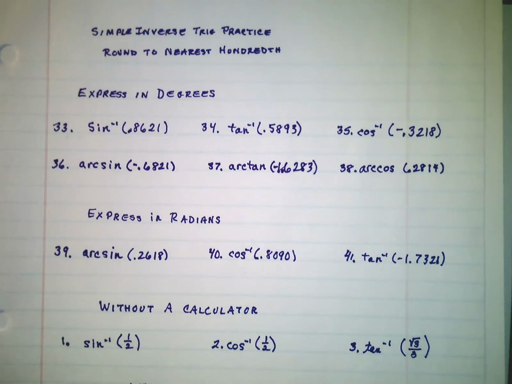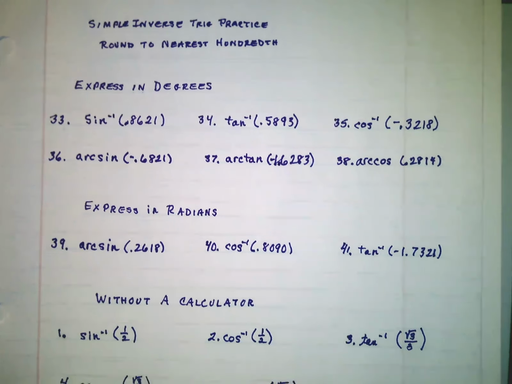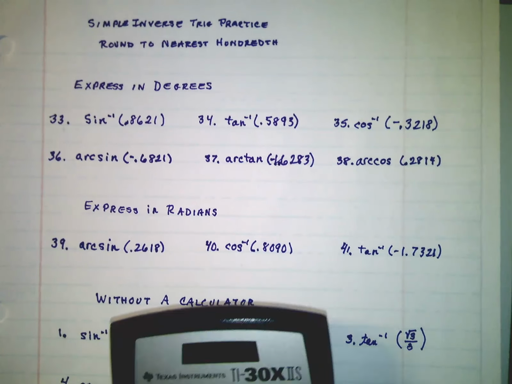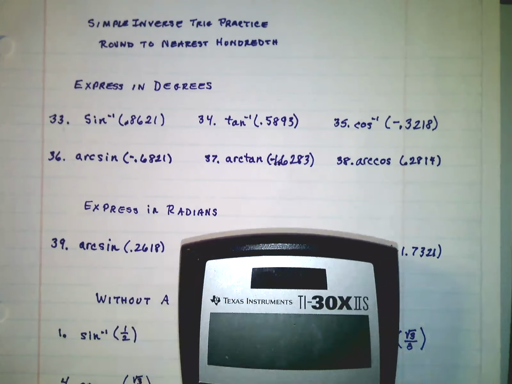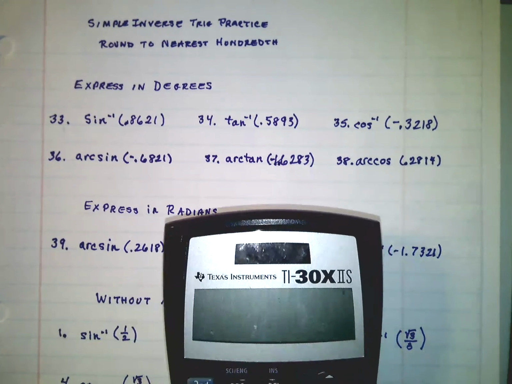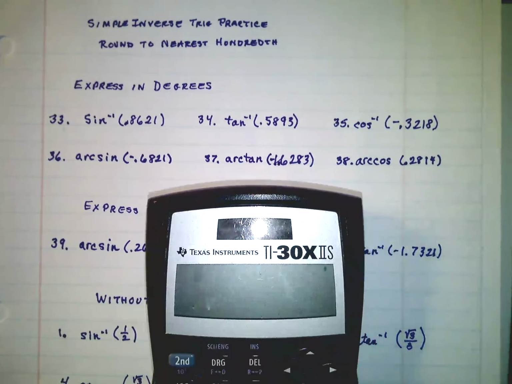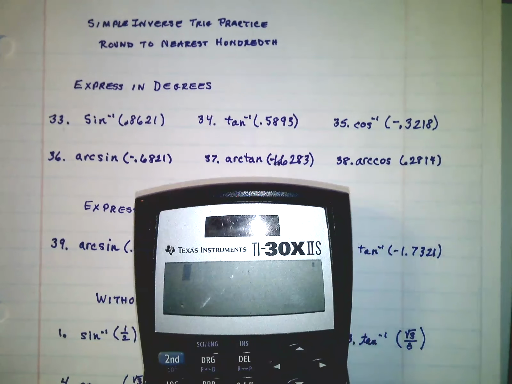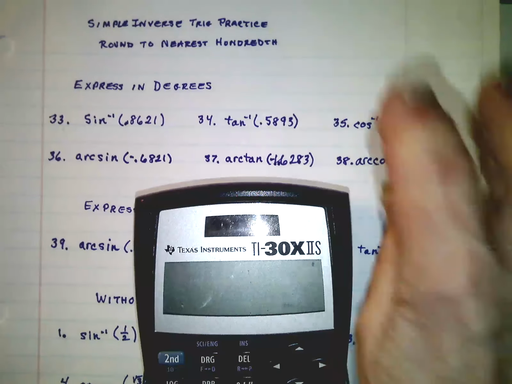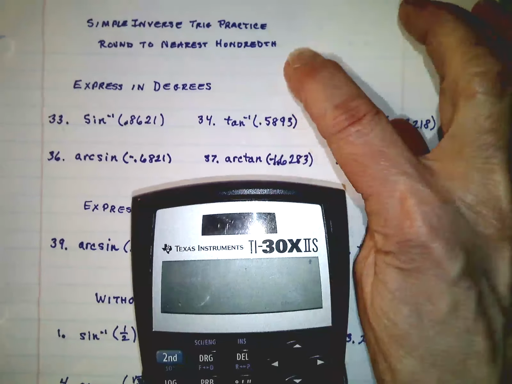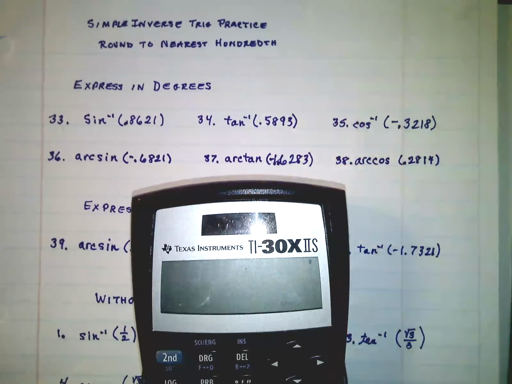I was not able to print out a copy of the sheet, but I copied it over from the screen, and I did get a calculator. So we're going to do some of these. Let's try the evenly numbered problems for the first set. They want us to express the answers in degrees, and the directions do say round to the nearest hundredth.